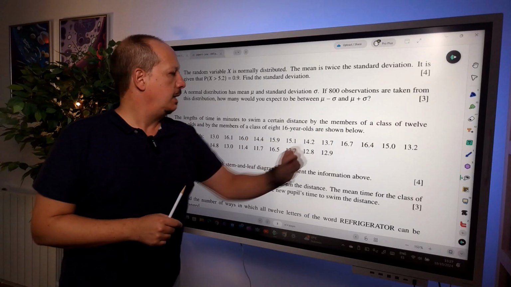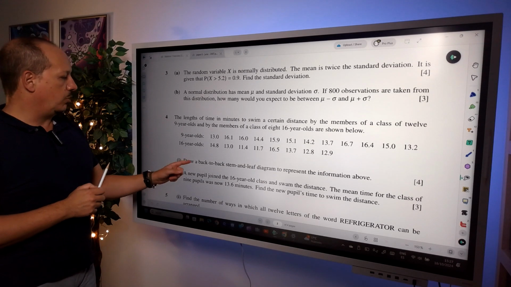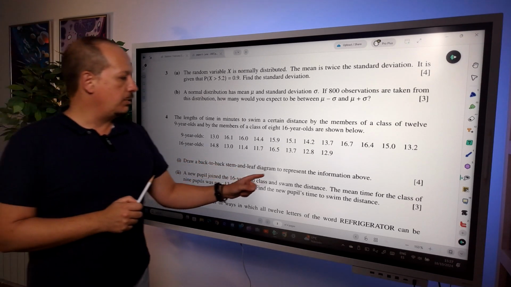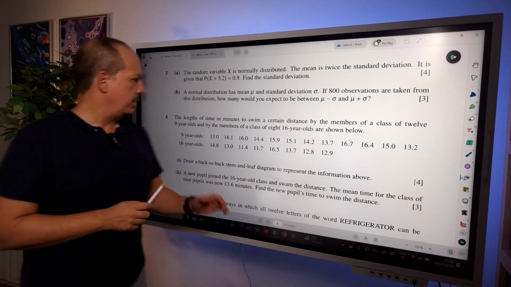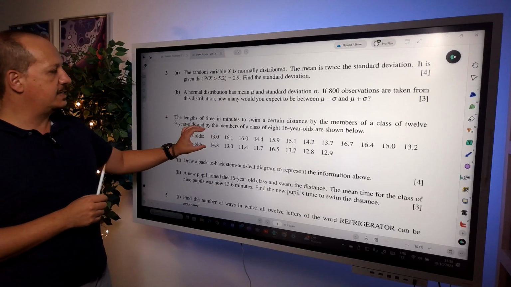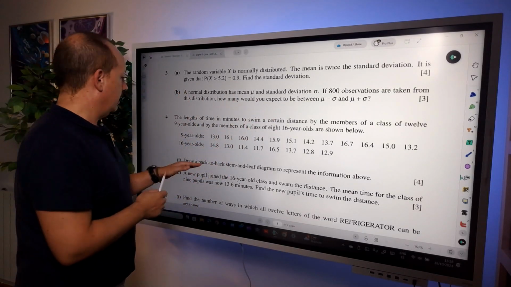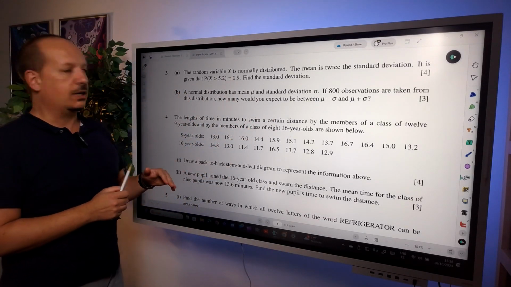You have to start by drawing a back-to-back stem and leaf diagram to represent the information above. So you have two classes of students, the 9-year-olds and the 16-year-olds, and this is the raw data that you're going to put on each side of the stem and leaf diagram.